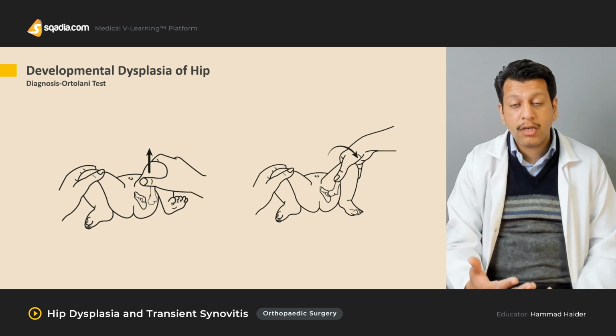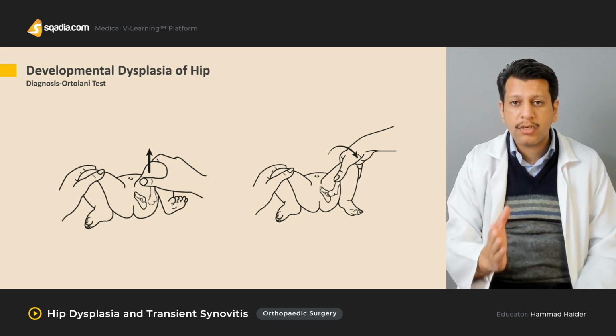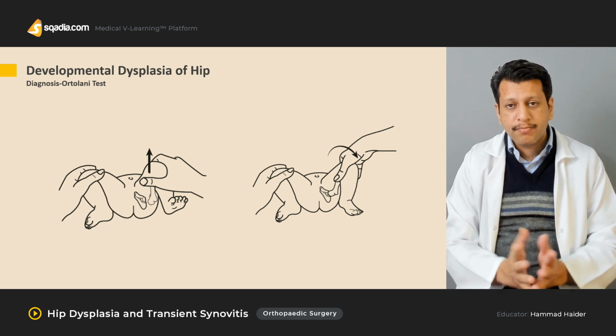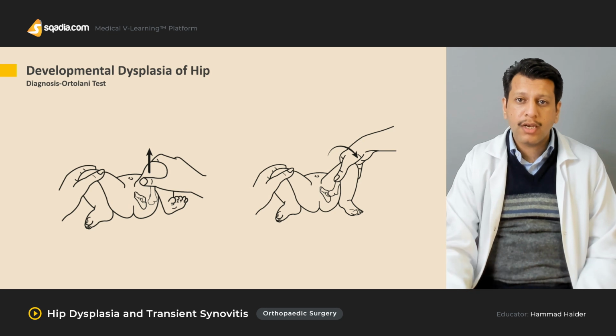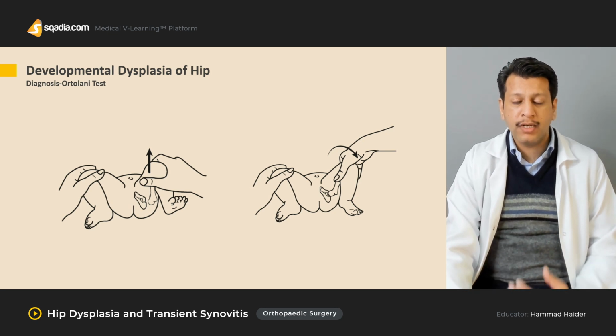And when Ortolani becomes positive with Barlow already positive, and there is a Galeazzi showing parallelism of the femur, therefore most likely the problem is at the hip joint, and the most common diagnosis is developmental dysplasia of hip.